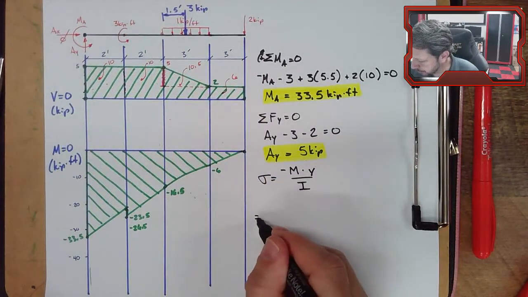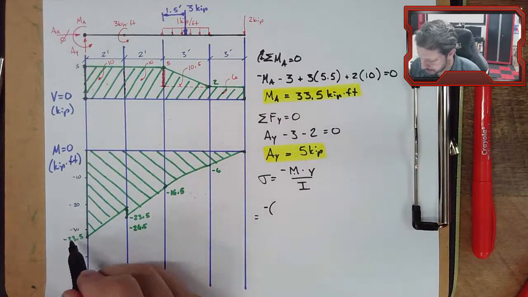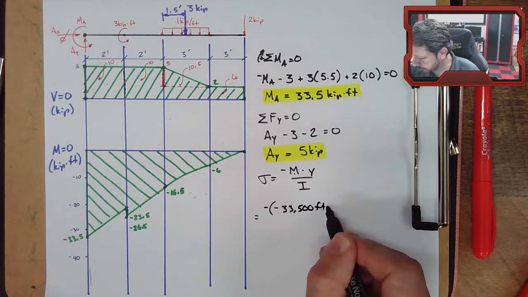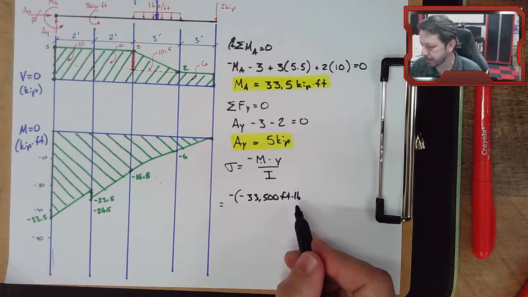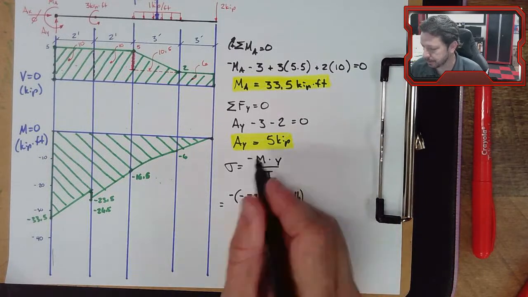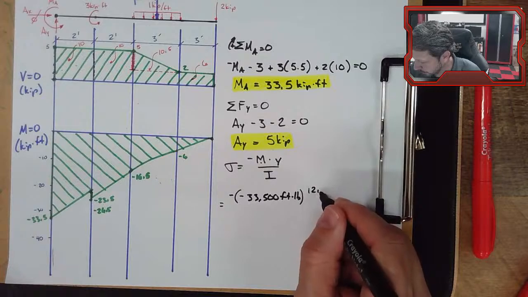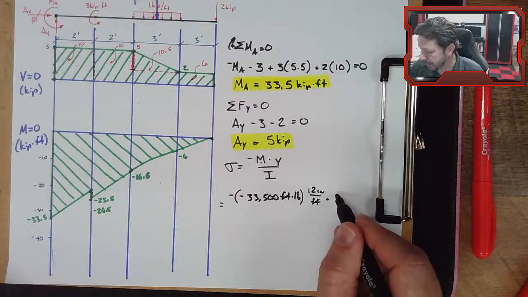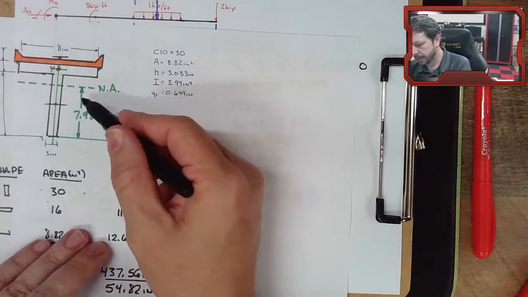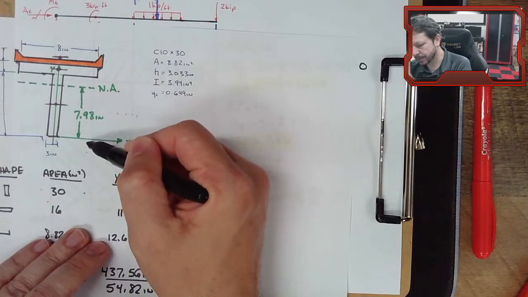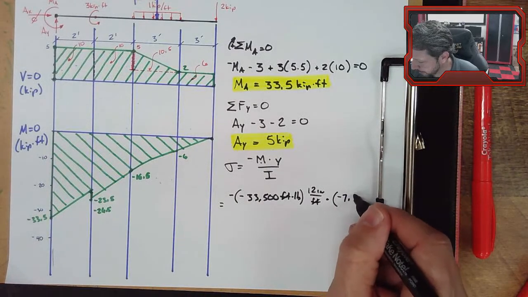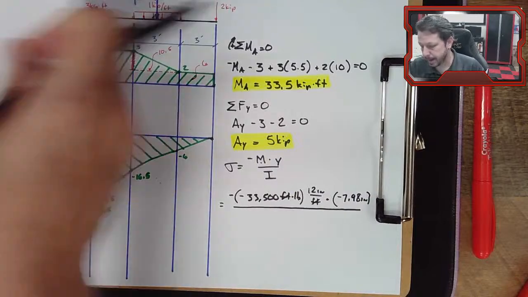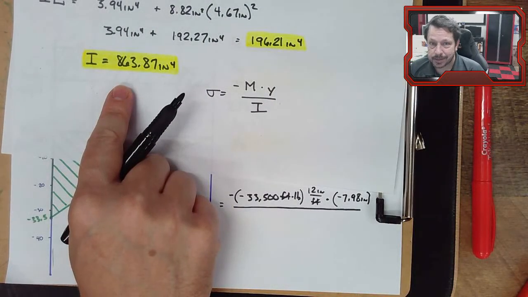All right, so this equals negative. M is negative 33,500 foot-pounds, so I just got rid of the kips and changed them into pounds. I don't need these feet in here because all the other things are in inches, so 12 inches per foot. Now I have inch pounds times Y, which was negative, because we're measuring from the neutral axis downward, so negative 7.98. And then divide by I, which we found to be 863.87.